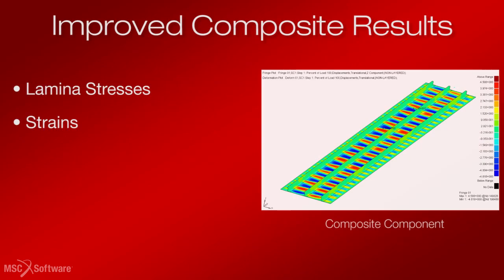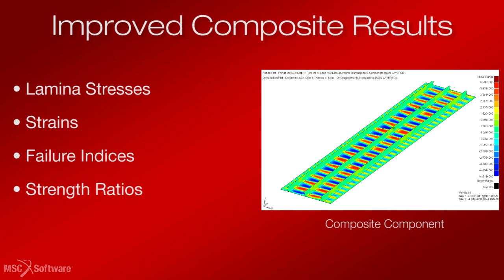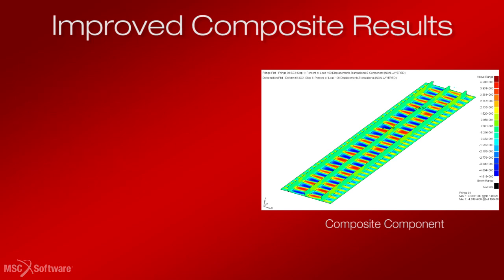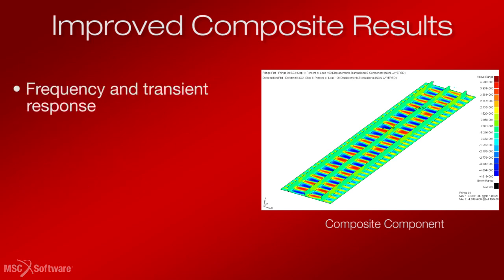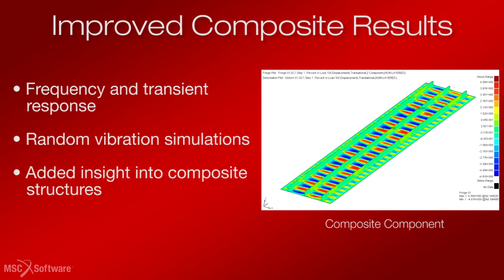Lamina stresses and strains, failure indices, and strength ratios have been enabled for frequency response, transient response, and random vibration simulations. This gives more insight into composite structures since failure occurs at the ply level.